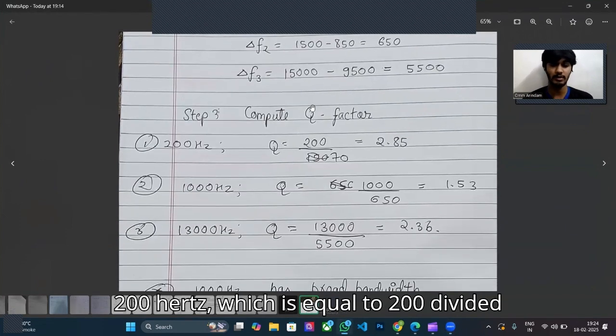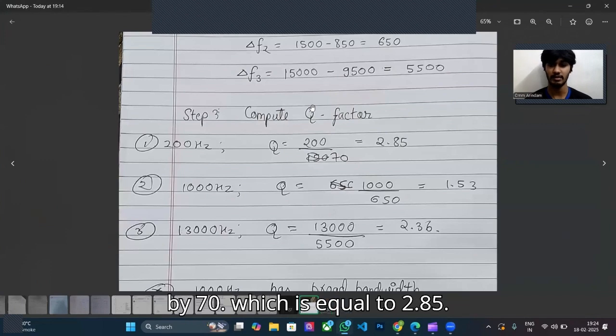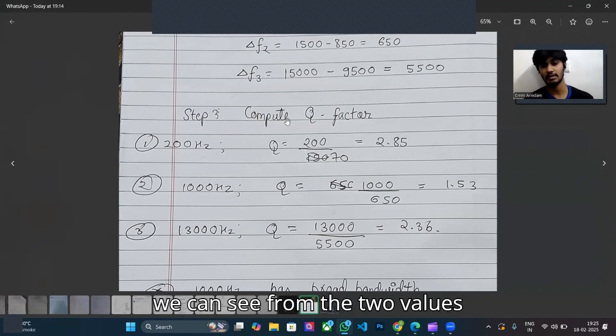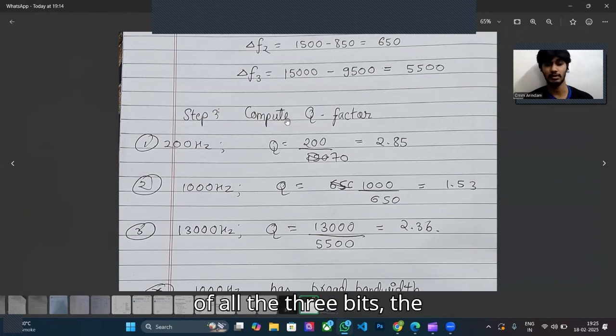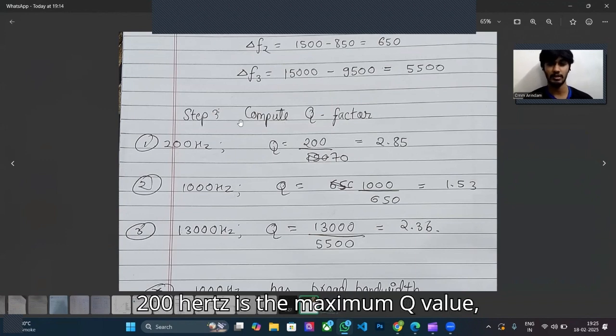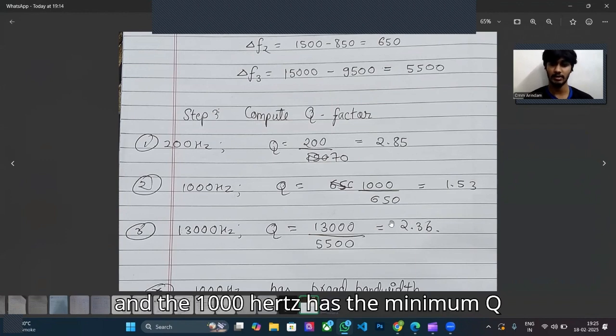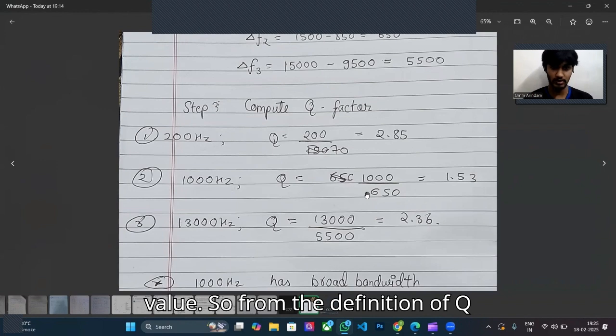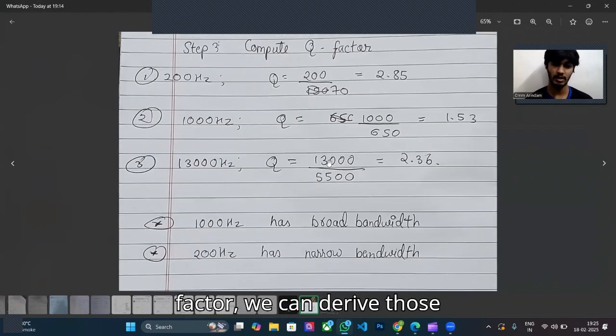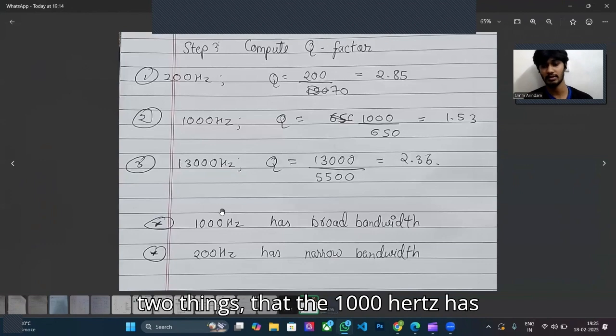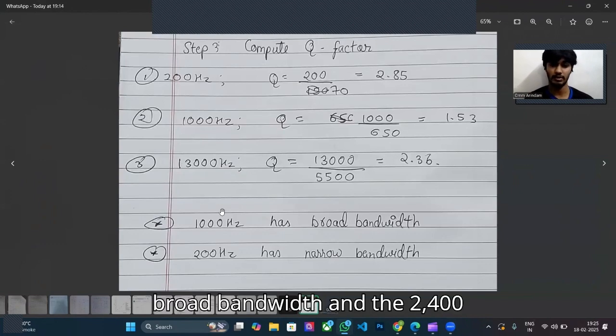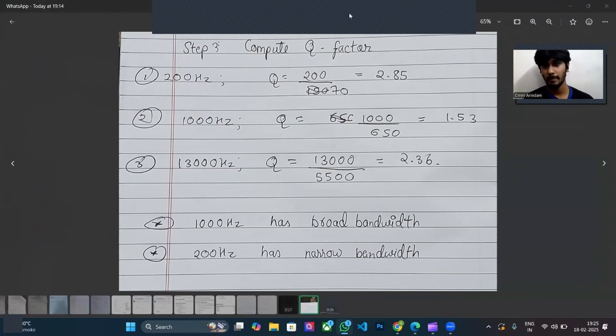The Q factor for 200 hertz is equal to 200 divided by 70, which is equal to 2.85. Same for 1000 hertz, which is equal to 1.53. And for 13,000 hertz, it is equal to 2.63. So as we can see from the Q values of all three peaks, 200 hertz has the maximum Q value, and 1000 hertz has the minimum Q value. From the definition of Q factor, we can derive that 1000 hertz has broad bandwidth and 200 hertz has narrow bandwidth.